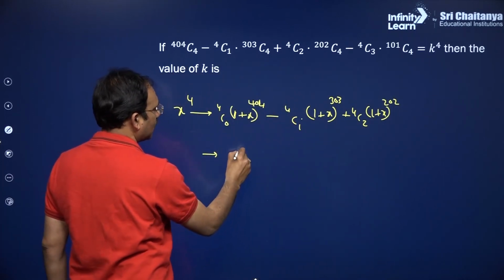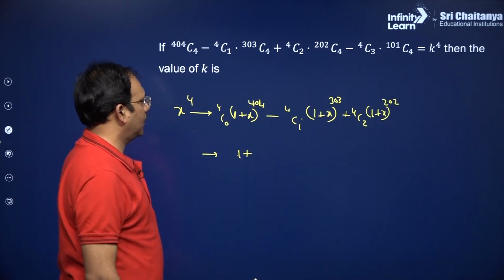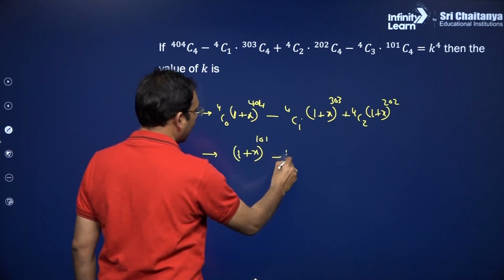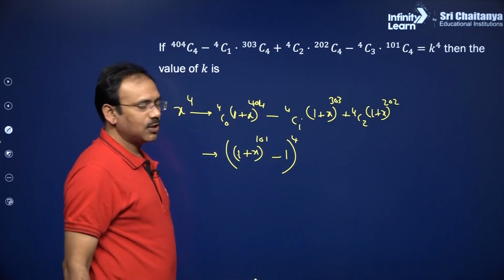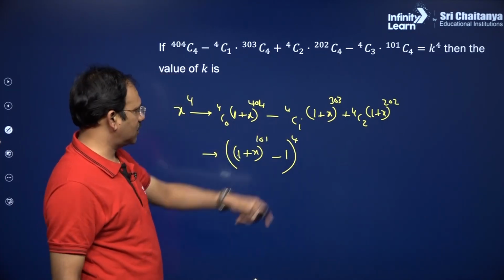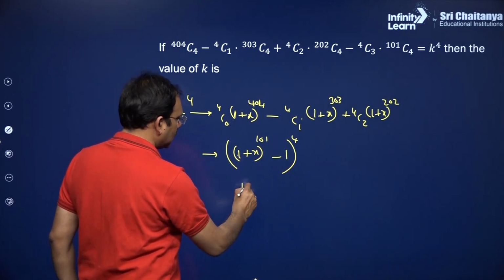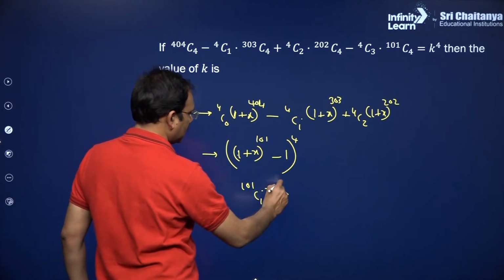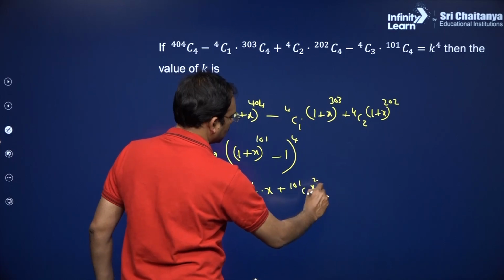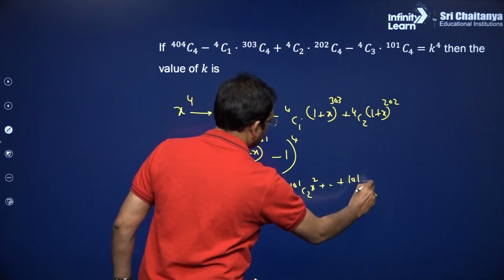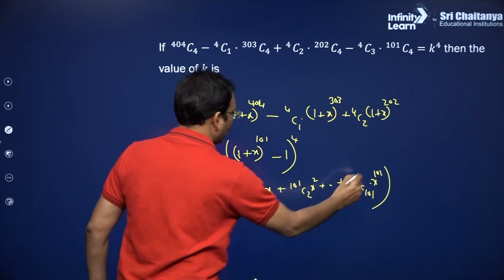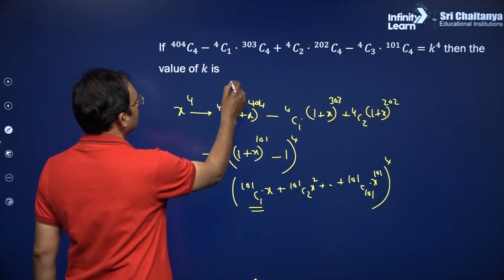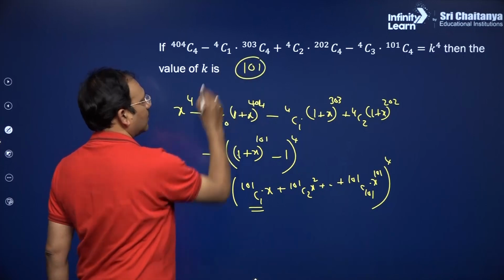This is like, you can write like 1 plus x whole power 101 minus 1, whole power 4 expansion. You want the x power 4 coefficient in this expansion. So if you expand, 1 gets cancelled, you will get 101 c1 into x plus 101 c2 into x square plus and so on, 101 c101 into x power 101, whole power 4. In this, the x power 4 coefficient is 101 power 4 itself. So the answer is k power 4. So k is 101, that is it.